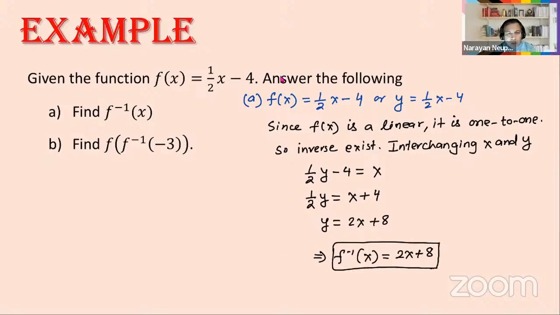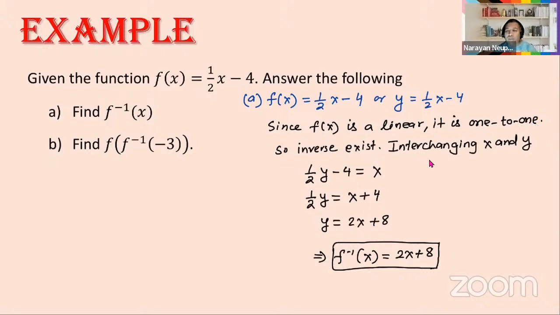So that is the first part. We did the first part. Remember, we are asked to find the inverse of the function. In order to find the inverse, your function must be a one-to-one function. This function, half x minus 4, is a linear, straight line function, so that's definitely one-to-one. If you try to draw a horizontal line, it crosses the graph at only one point. So since the function is one-to-one, the inverse exists.